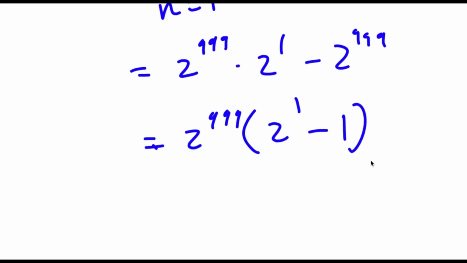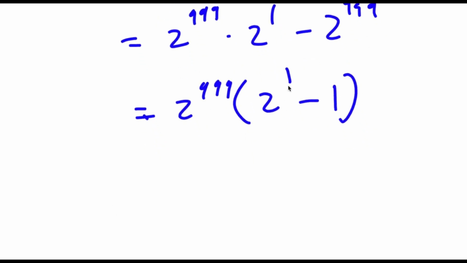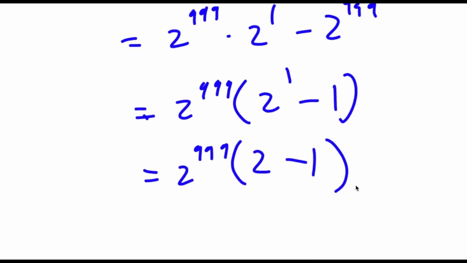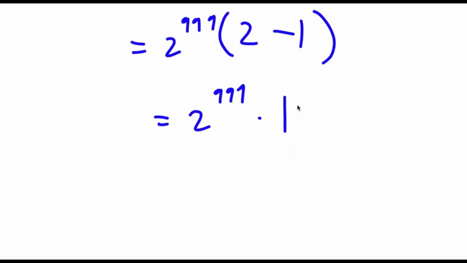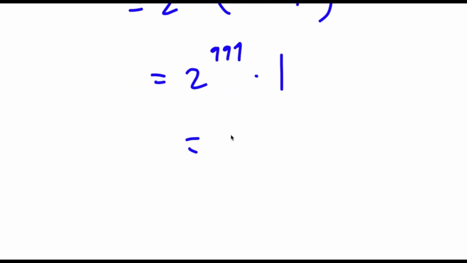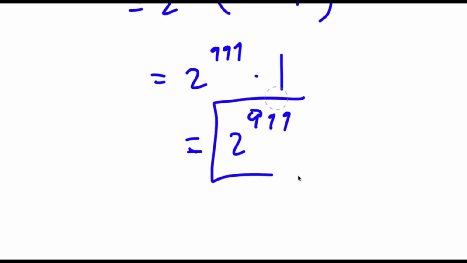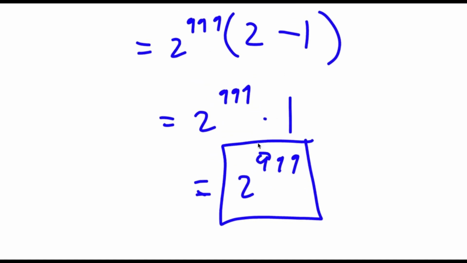So now, 2 to the power of 1, well, this is the same thing as 2. So now I have 2 to the power of 999 times 2 minus 1. Now 2 minus 1 is simply going to equal 1. So I have 2 to the power of 999 times 1. And this is equal to simply 2 to the power of 999 because anything times 1 is itself. So 2 to the power of 999 is our answer.